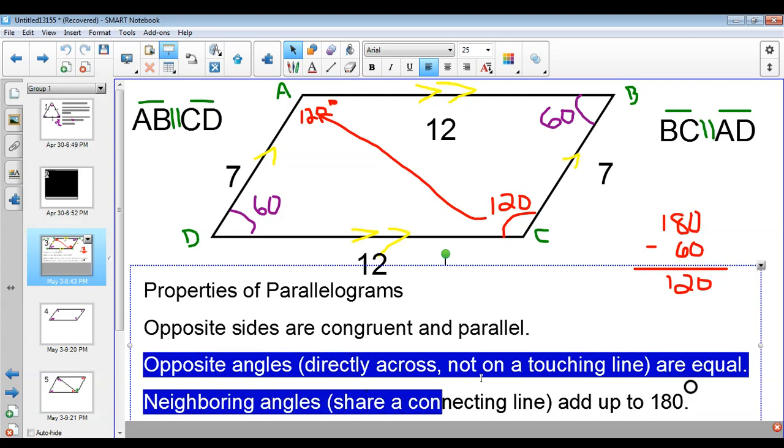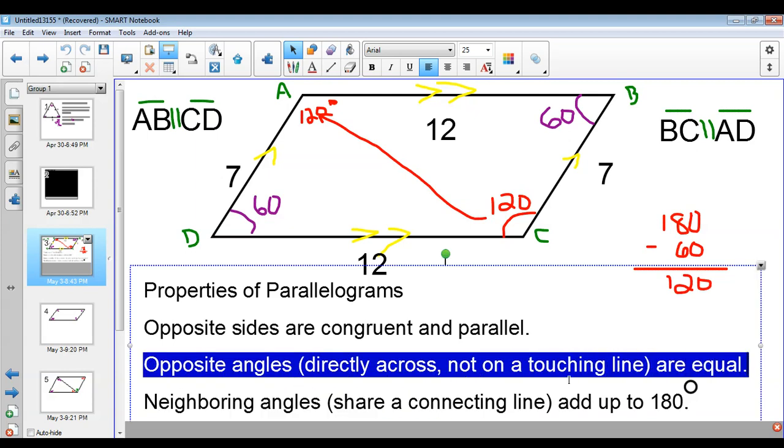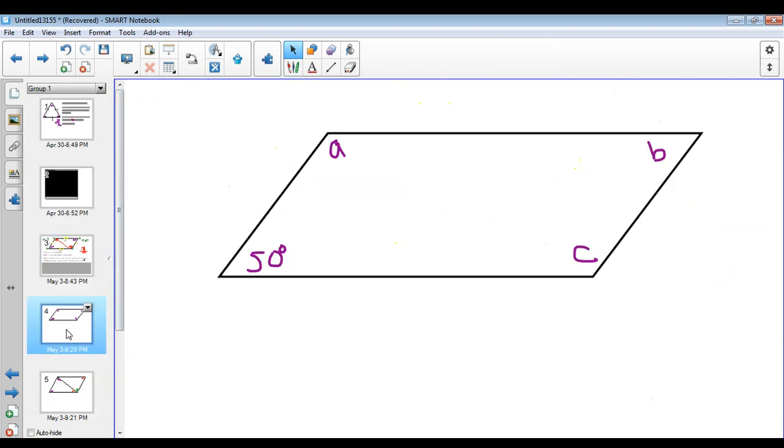And I'm going to use this property right here. Opposite angles are equal. So if I jump back to this parallelogram, I see my 50-degree angle is my acute angle here. Directly across from that is angle B. So that means angle B is 50 degrees. Now I have to do some math to figure out either angle A or angle C. And angle A is next to this 50-degree angle over here, or it's also next to angle B, which we just figured out was 50 degrees. So it doesn't really matter, okay?